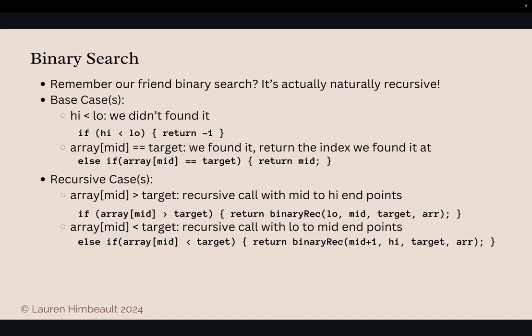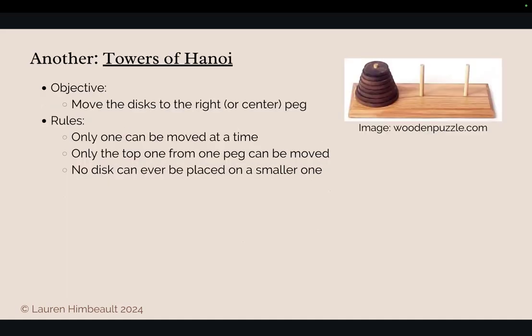And now our recursive case, we actually have two of those as well, because we either need to recurse on the left half of the array or recurse on the right half of the array. So if our middle point is greater than our target, we need to recurse on the left half of our array, the smaller half. And then if our array midpoint is less than the target, that means our target is greater. So we need to move our low to the mid and make our search continue on the larger half of the array.